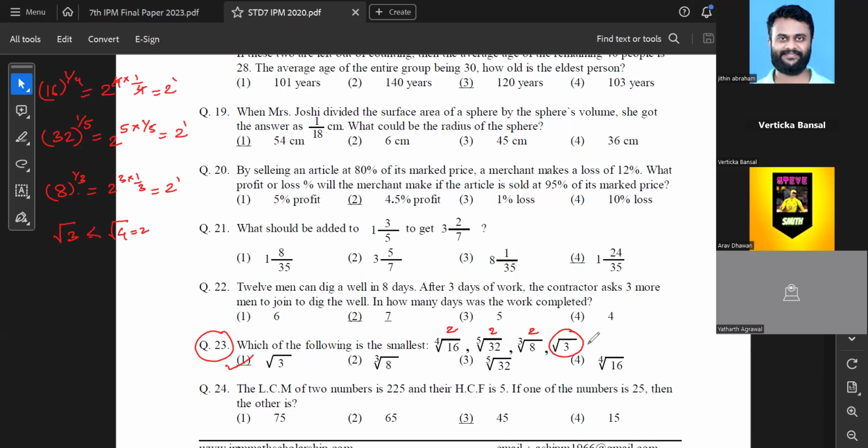And for those who would like to know the value of root 3, you can simply learn it by heart as 1.732. This is the value of root 3. Even if you don't learn it by heart, with the help of this particular logic, you can easily understand that root 3 is less than 2.